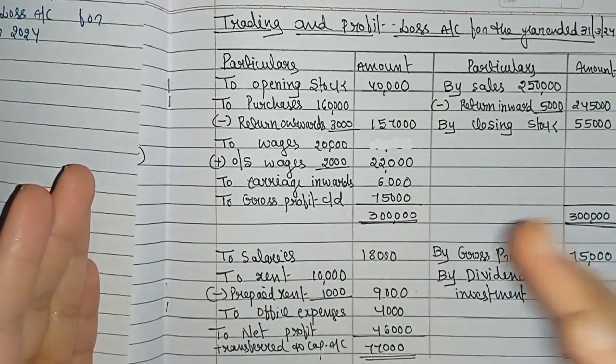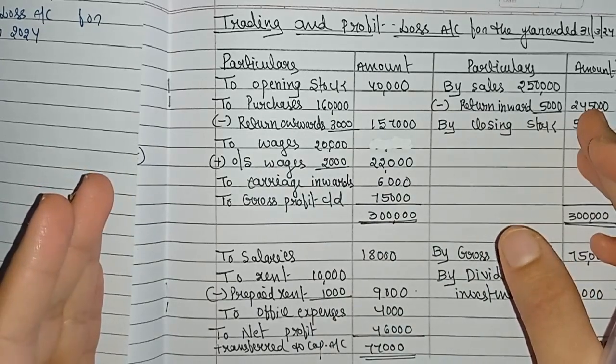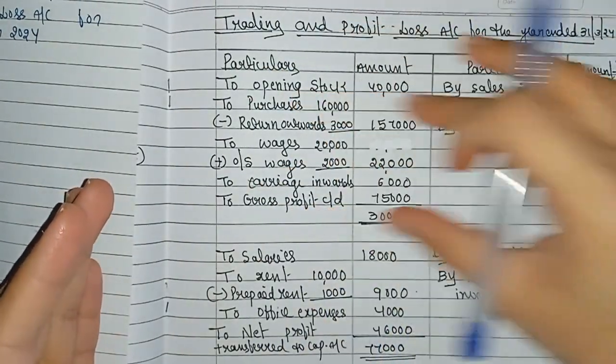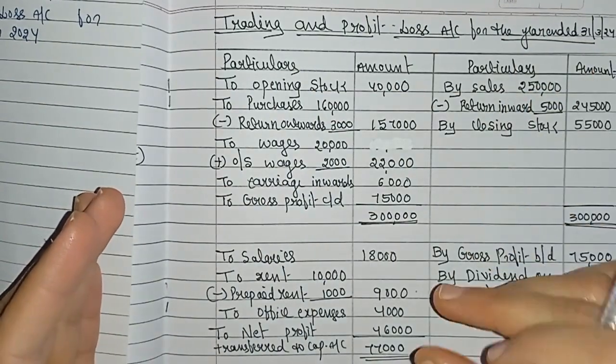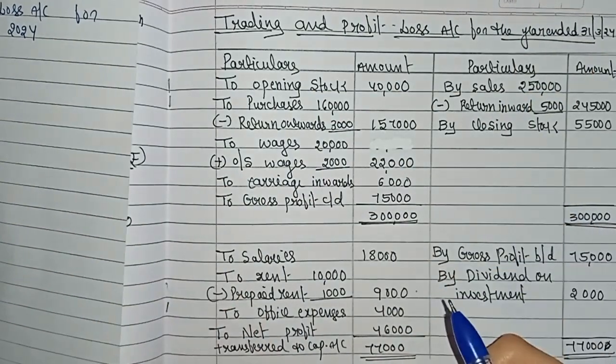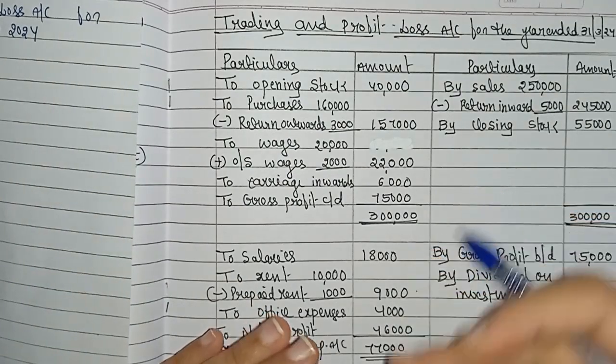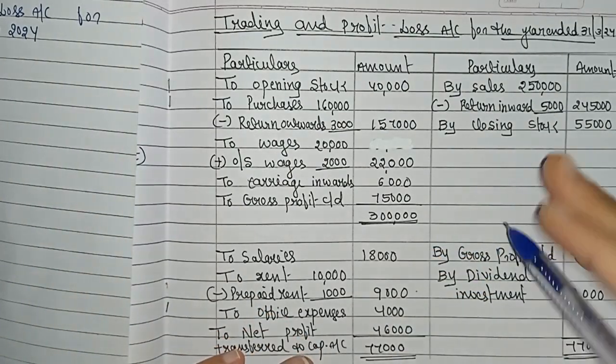Clear? Now in the trading account, next what we have to do, we have to enter all the direct expenses in the debit side of the trading account. Clear? This is the trading account. Clear? So direct expenses means what? Expenses that are directly related to the producing or purchasing of goods.